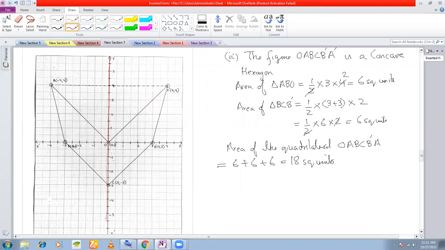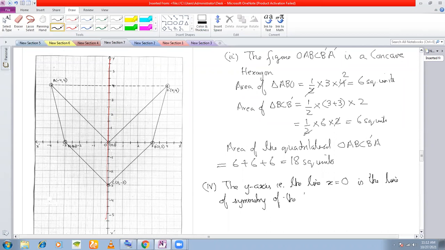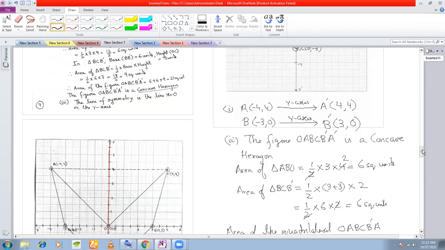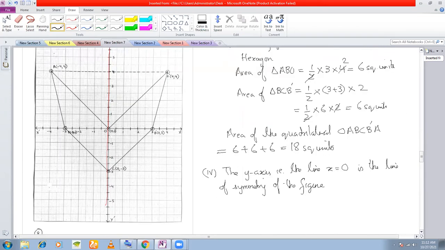So therefore, what is the line of symmetry? The y-axis is the line of symmetry. The y-axis, that is the line x is equal to 0, is the line of symmetry of the figure. Okay, that was the question. Even if you write simply y-axis, it is okay. I have mentioned the equation also because the equation of the y-axis is x is equal to 0.